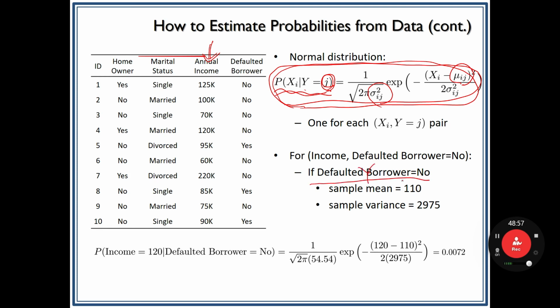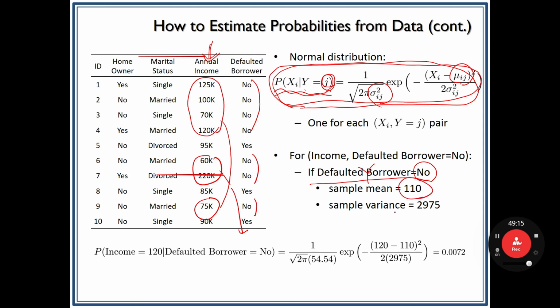For the first case, y equals no, we should consider only these 7 rows. Using these 7 values, we estimate the average, which is 110, and then we calculate the sample variance based on these 7 values. Then we can compute the probability. Actually, this is not a probability. Precisely speaking, this is a probability density function value, because this is a continuous random variable.